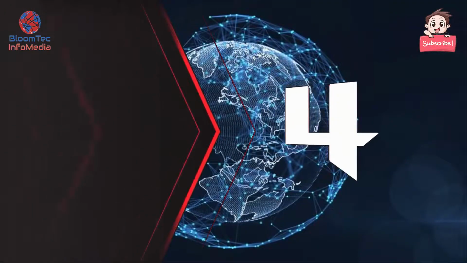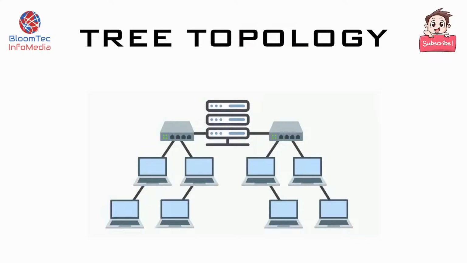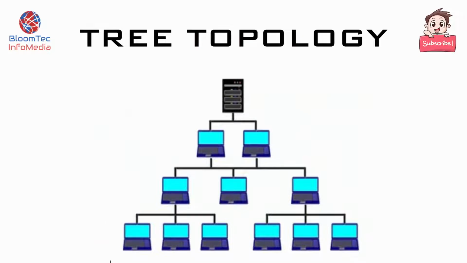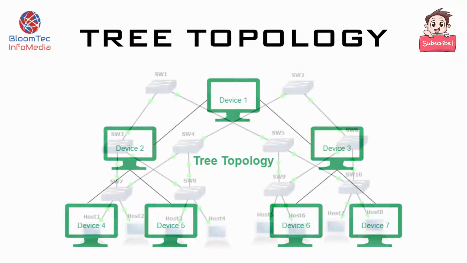Number 4. Tree topology. A hierarchical layout that links together groups of nodes. Creates parent-child dependencies between root nodes and regular nodes. The hierarchy is parent-child, where there is only one mutual connection between two connected nodes.